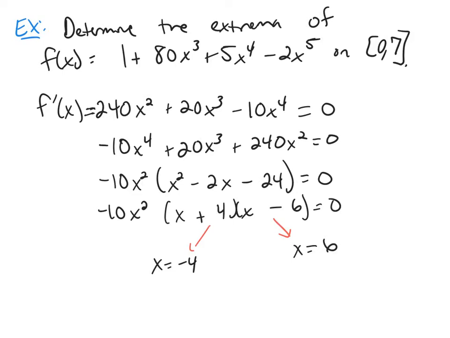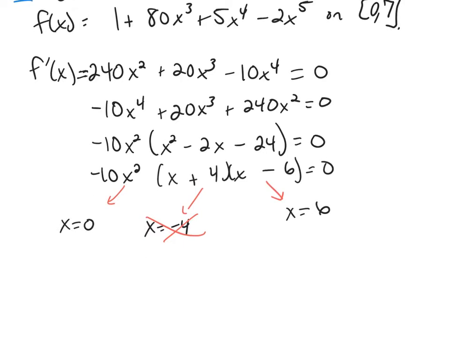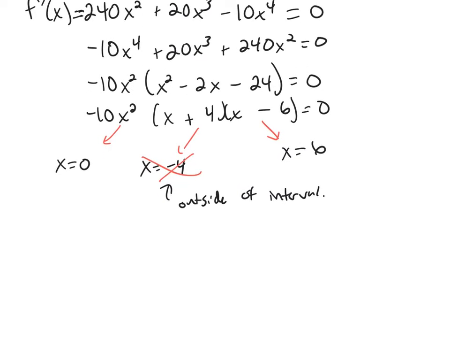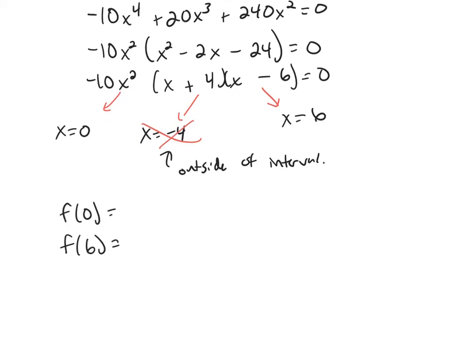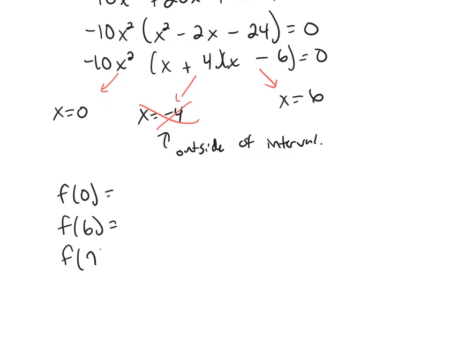But I also get one from up here. Let's not forget that one. I get x equals 0. But x equals -4, this is outside of my interval again. So we've got to toss it out. Our interval here is 0 to 7. So I just need to plug in my endpoint, f of 0. I need to plug in my critical number 6. And I need to plug in 7 into my function.